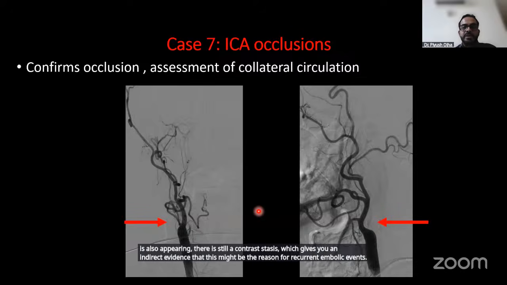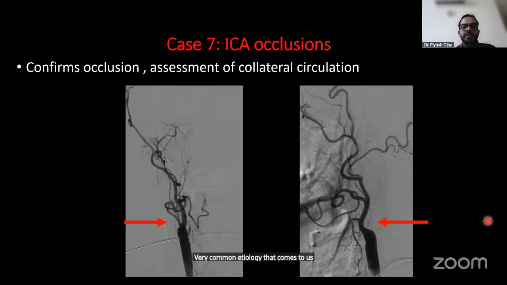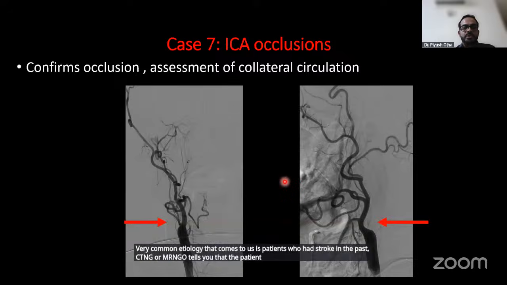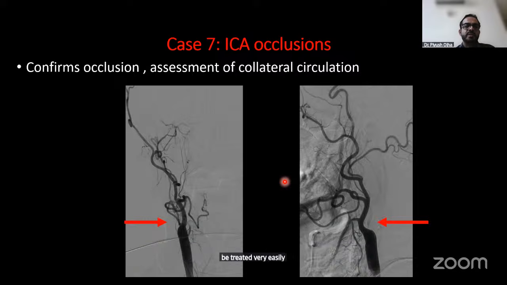A very common etiology that comes to us is in patients who had stroke in the past. CT angio or MR angio tells you that the patient has an ICA occlusion. DSA not only helps you in confirming the occlusion, because many times you do not do a DSA and your complete occlusion on CT angio or MR angio might be a very critical stenosis, which can be treated very easily with endovascular therapy.